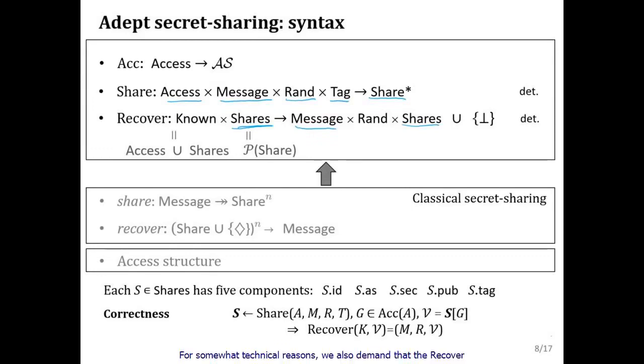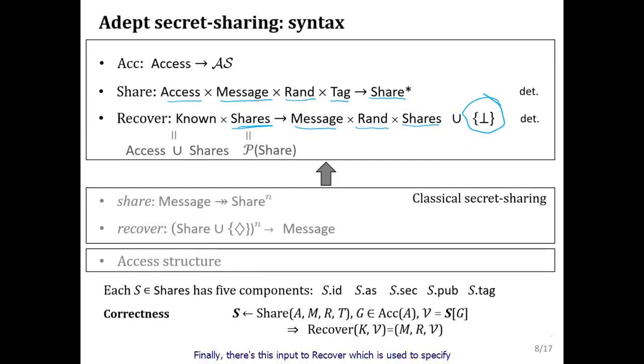For somewhat technical reasons, we also demand that the recover algorithm recover the random coins which were used by share, but there's a good chance that the recovering party doesn't actually care about this value. It is important that when you apply the recover algorithm, there's at least the possibility that the algorithm says no, that it's unable to recover anything. Because it's better to have that happen than to return garbage.